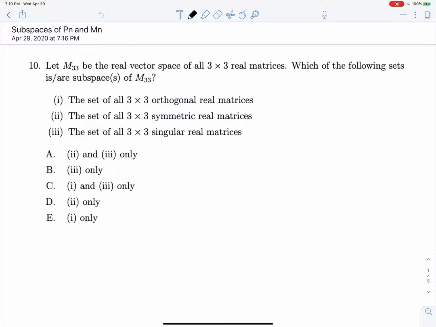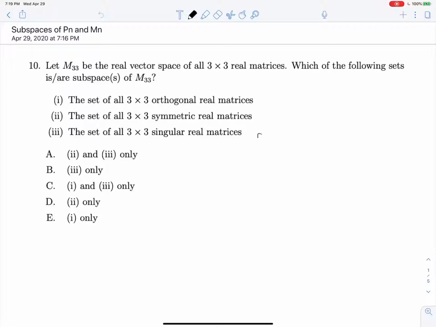Let M33 be the real vector space of all 3 by 3 real matrices. Which of the following sets is or are subspaces of M33? Really the first question we should ask ourselves with all three is: if we take two matrices that are orthogonal, symmetric, or singular and add them together, what do we get? Is that still orthogonal, symmetric, or singular? So let's go backwards. Let's go to number 3.